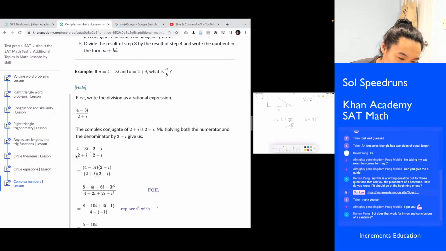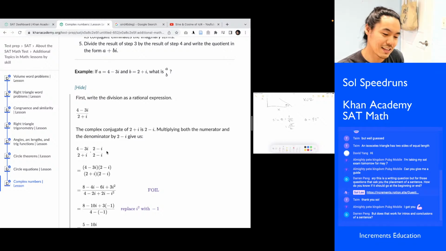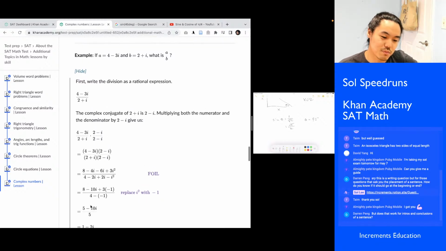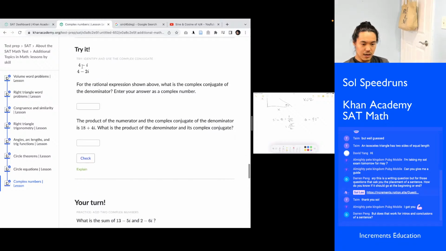Oh my god. Oh, that's chef's kiss. Got it. Because that just becomes 2 squared minus i squared, meaning 2 squared minus negative 1, so plus 1. So it becomes 5. Yeah, oh, chef's kiss. Got it. I don't think I'll have to use that on the actual SAT. I don't think they'll actually ask me that, but now I got it.